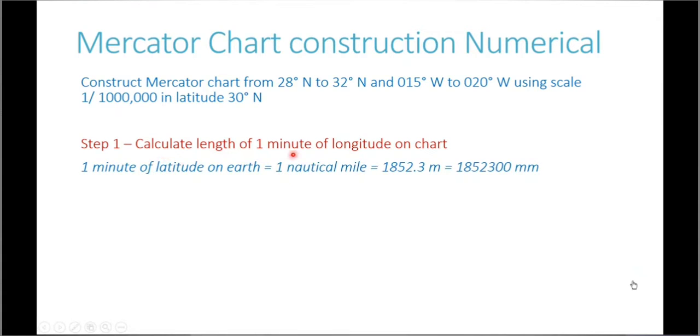Now, how do we calculate the length of 1 minute of longitude? For this, we know 1 minute of latitude on the earth is equal to 1 nautical mile, which is equal to 1852.3 meters. It's a fixed length. That is the definition of a nautical mile, and it has a fixed length of 1852.3 meters.